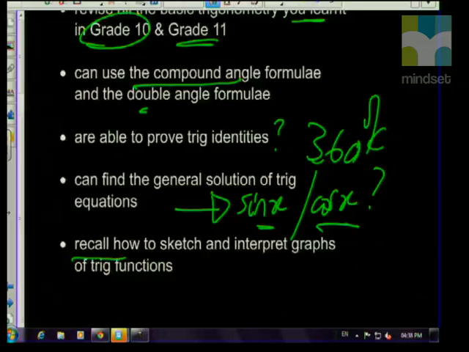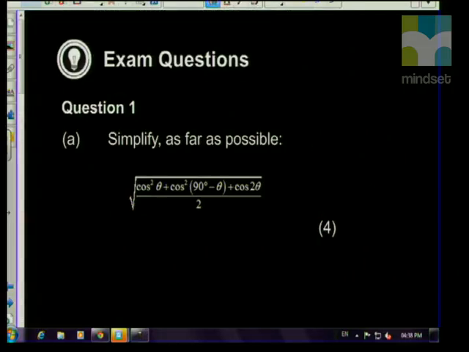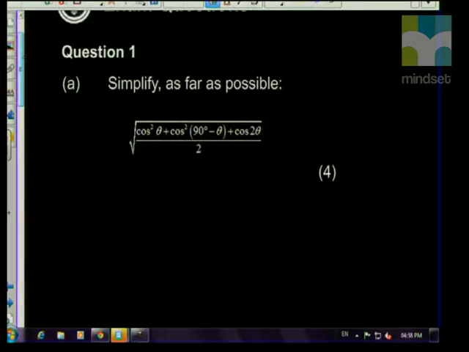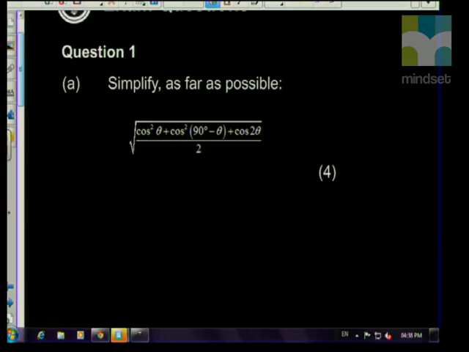So now I just want us to go straight to the questions, right? This is your exam type questions, guys. The question would be, simplify as far as possible. Now, you're given the square root of cos squared theta plus cos squared 90 degrees minus theta plus your cos 2 theta, all divided by 2. So you have to simplify as far as possible. Okay, right. Now, so let's do this problem, guys.